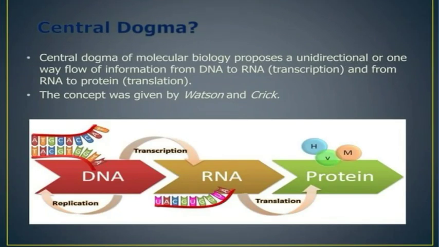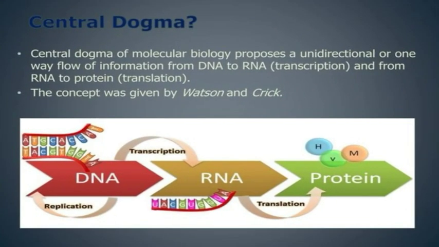So let's start. The central dogma of life. The central dogma of life says that the DNA makes its copy through a process that is replication, and the genetic information stored in a DNA gets converted into a messenger RNA, and this process is known as the transcription process.